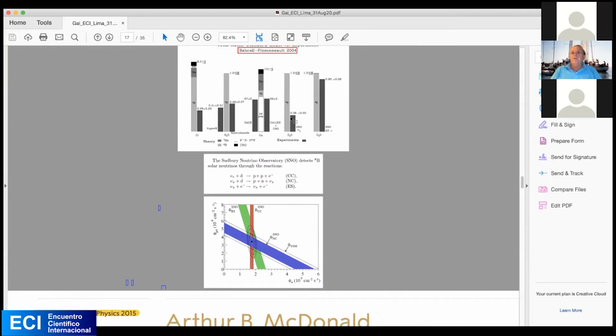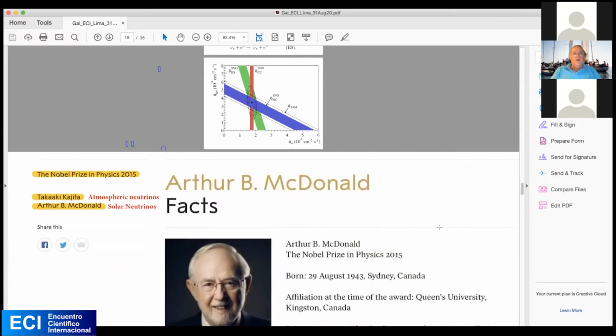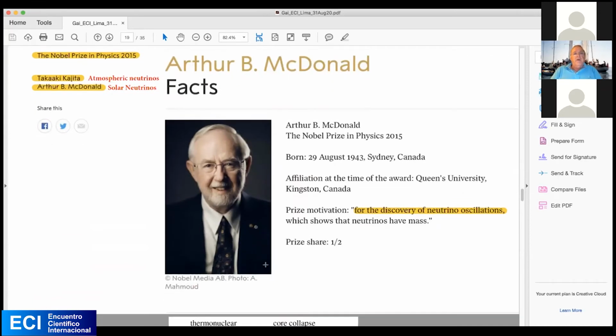It is the first deviation from the standard model of particle physics. It was worthy of a Nobel Prize, and the man is clearly a wonderful man. Art McDonald shared the prize with Kajita. Kajita looked at atmospheric neutrinos. Art McDonald, who is the spokesperson and in fact the driving force behind SNO, was not the originator of the idea. When the idea originated, he was still in Princeton, and he moved to SNO because he realized that he had here a lifetime opportunity to do very good fundamental physics.